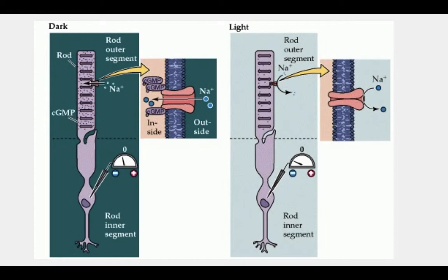cGMP is able to then bind to Na+ permeable channels within that very same membrane and will encourage sodium and other various cations to enter the channels. It will then begin to depolarize the cell. When the darkness ceases, the eye is exposed to light. cGMP will decrease and close the channels.